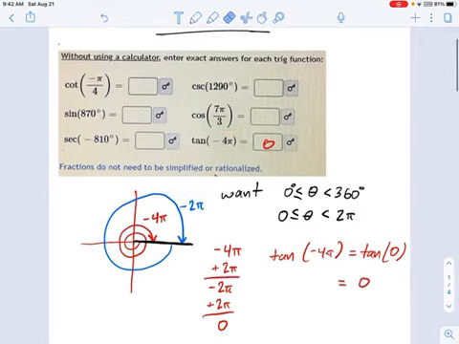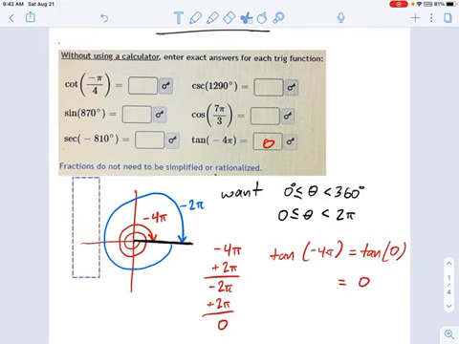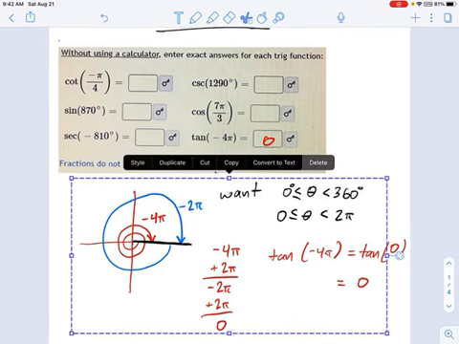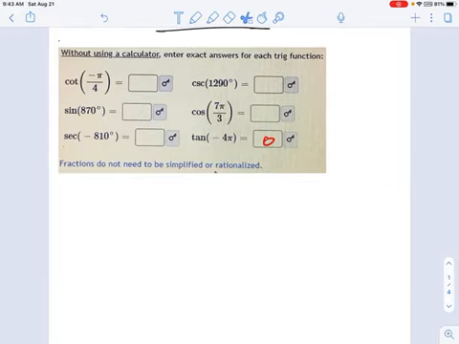Okay, so that was a kind of simple example. Let's do another one. I'm going to stick with radians for the time being. Well, I just did a negative angle, so let's do a positive angle. Cosine of 7 pi over 3. And my first question to you is, is 7 pi over 3 on the unit circle?